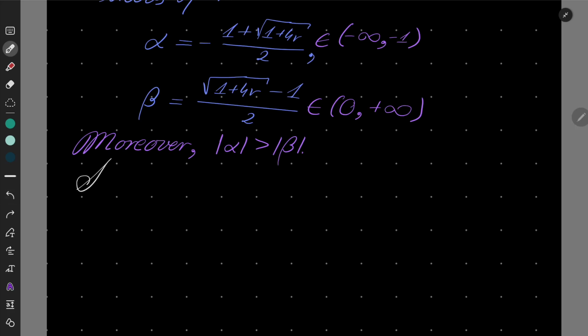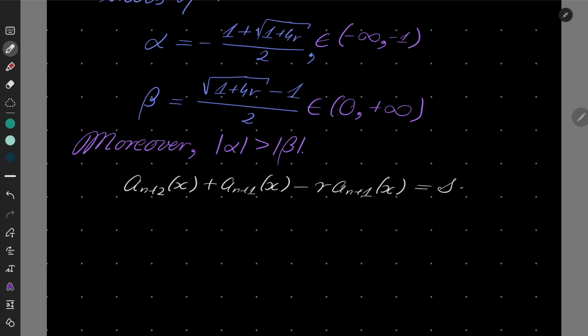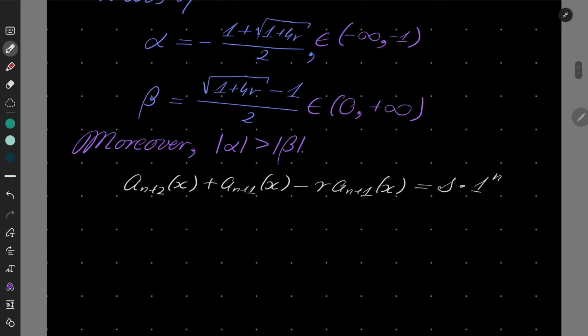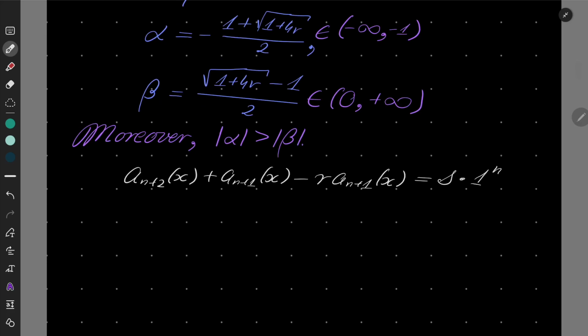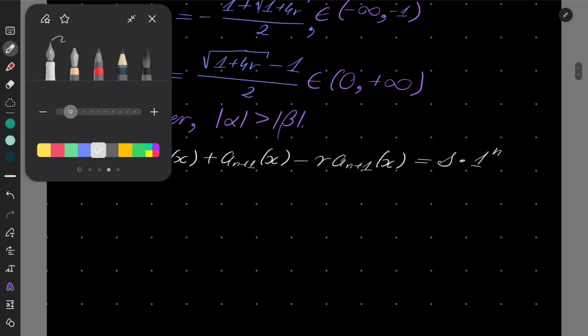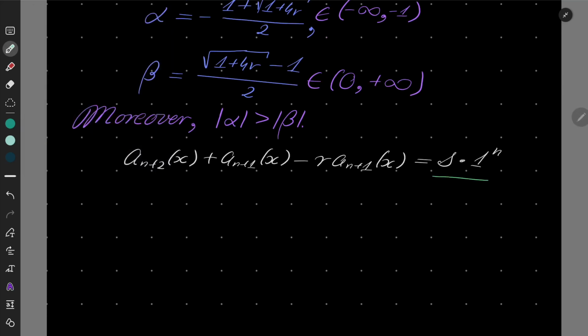So you know what, maybe to be clearer, I will take again my recursion: a_{n+2}(x) plus a_{n+1}(x) minus r times a_n(x) equals s, and I will artificially write times 1 to the power of n. And the general method for solving non-homogeneous linear recursions is to take a look at the right-hand side. On the right-hand side, we have s times, crucially, this number, 1 to the power of n. Let's treat it as our third root, gamma.